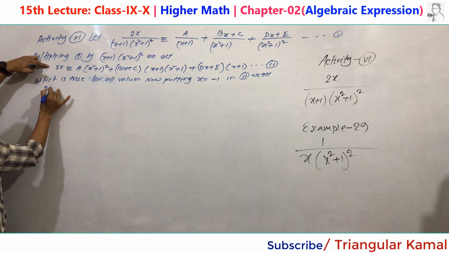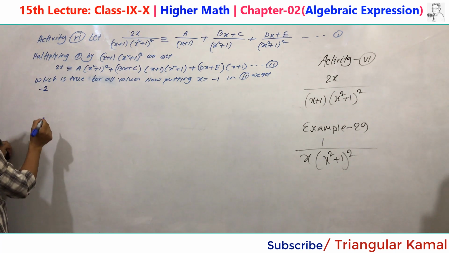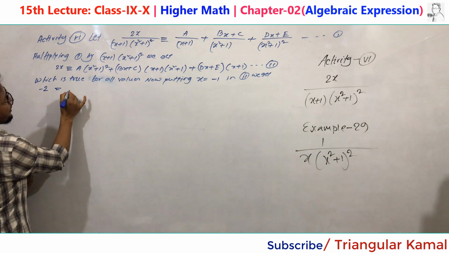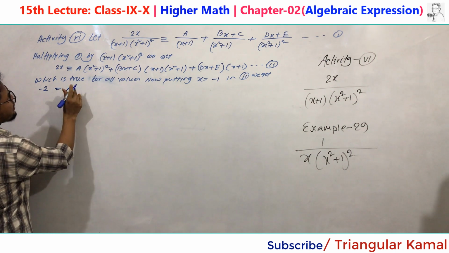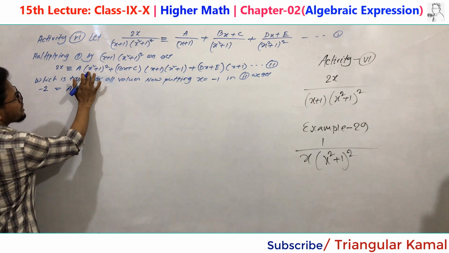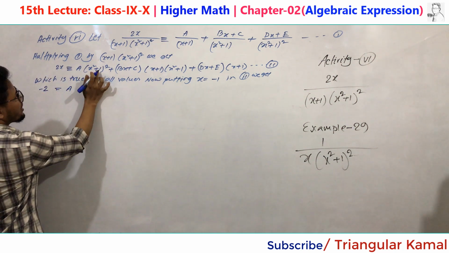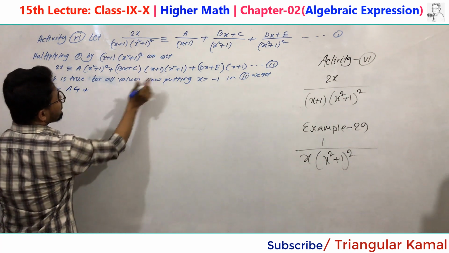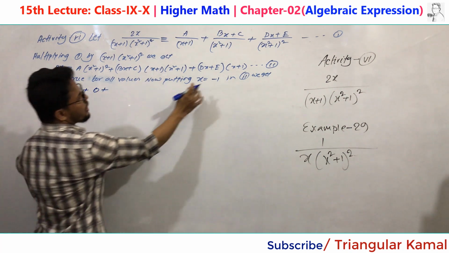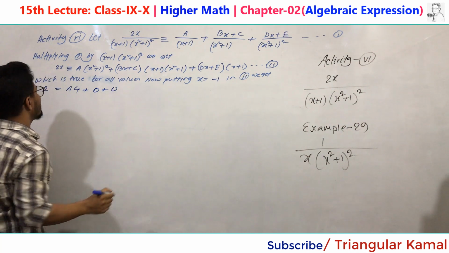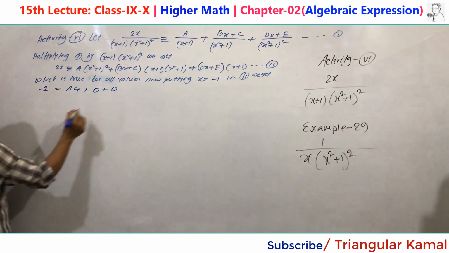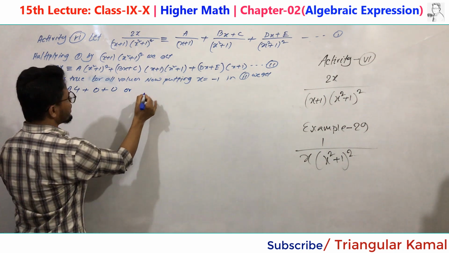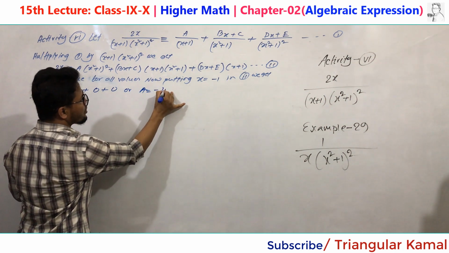So 2 multiplied by minus 1 will be minus 2. And now minus 1 square equals 1, 1 plus 1 equals 2, and squared this one will be 4. And this part will be 0, so the second part will be 0, and there is also 0. So now the value of a will be minus 2 divided by 4, you will get minus half. So a equals minus 1 by 2.